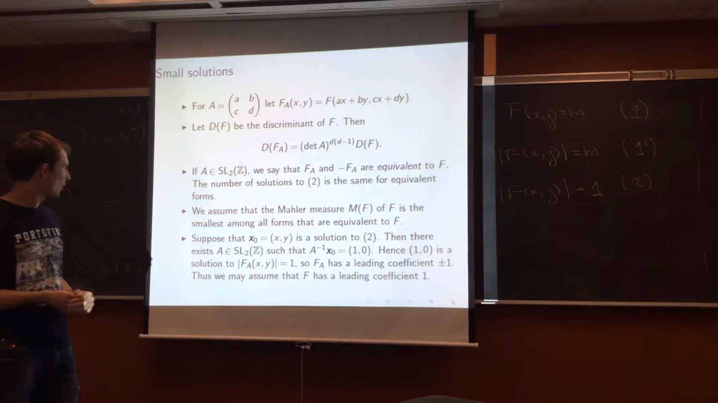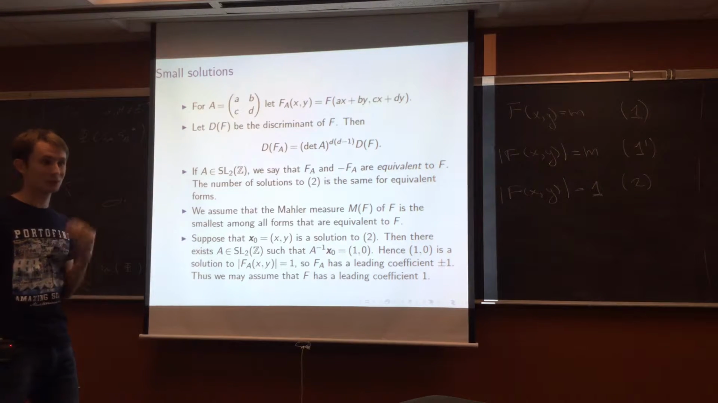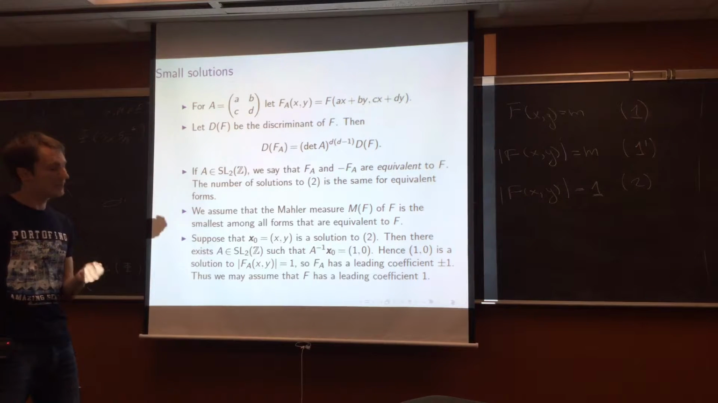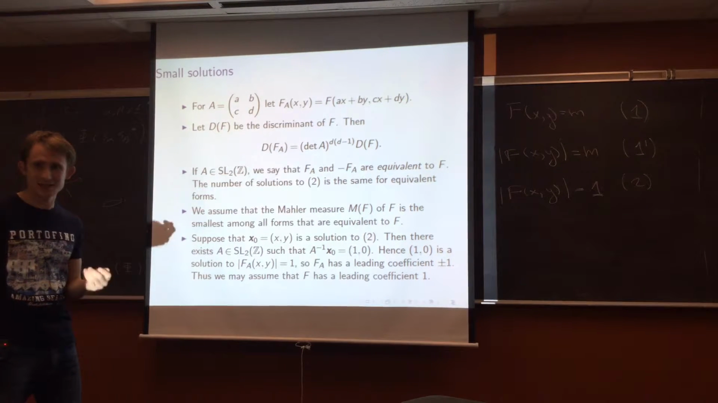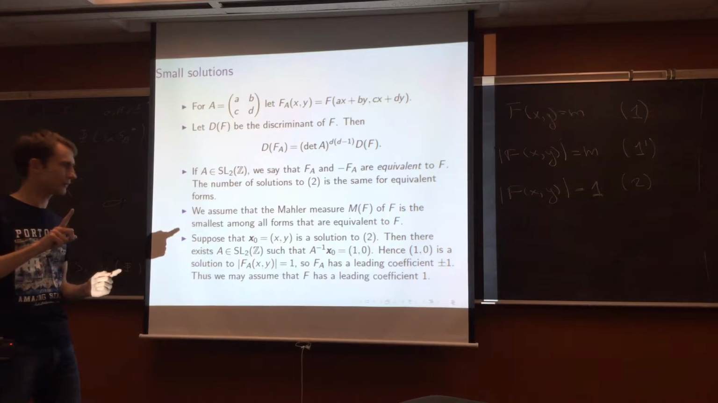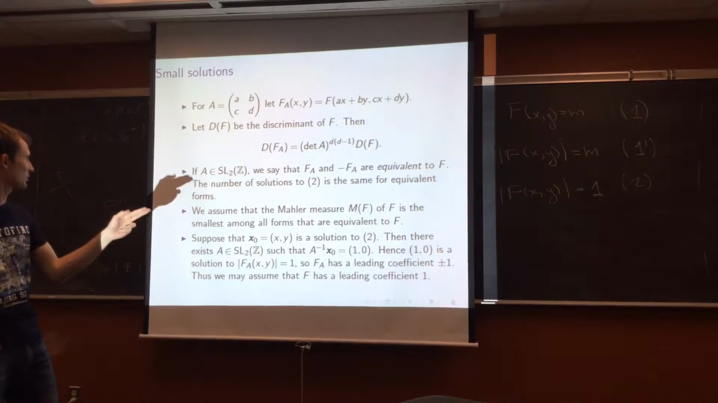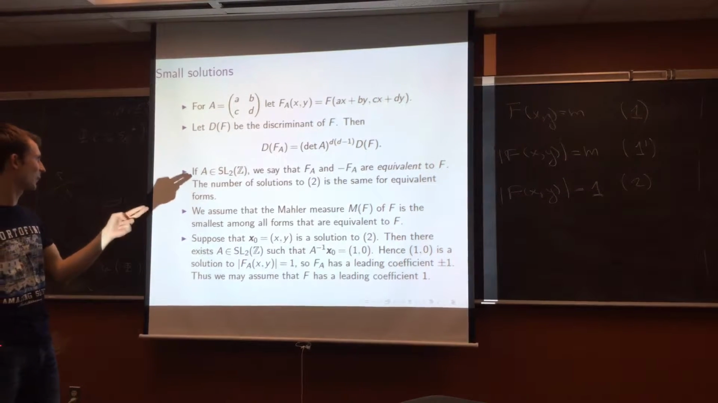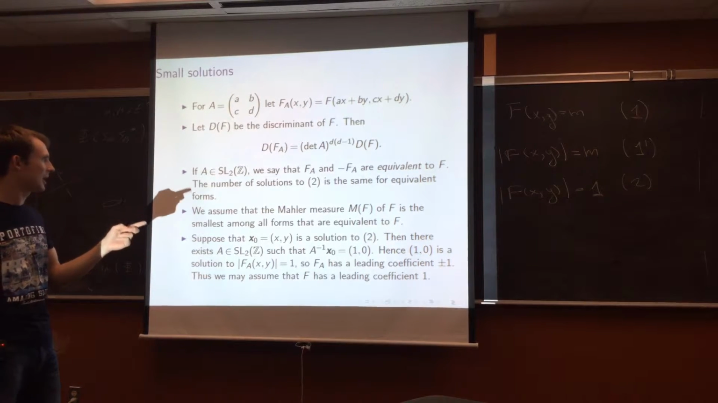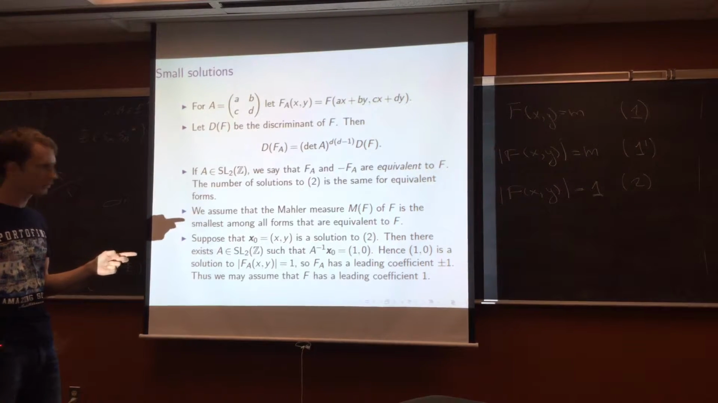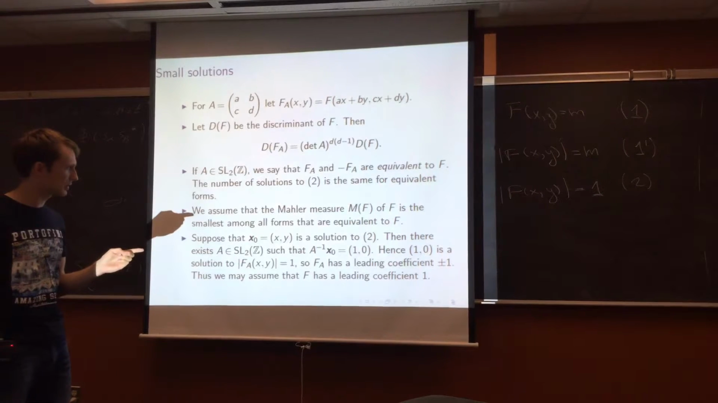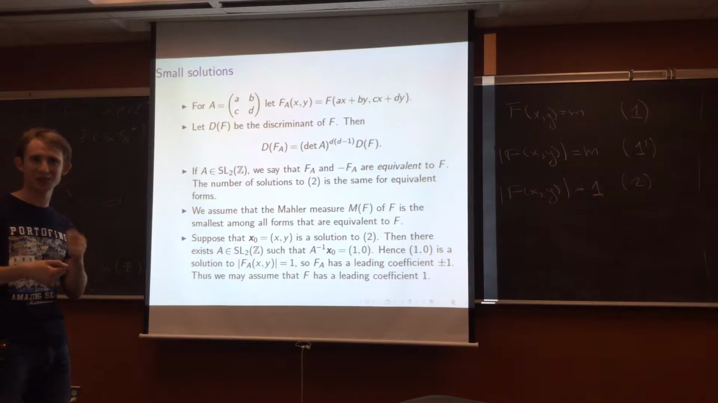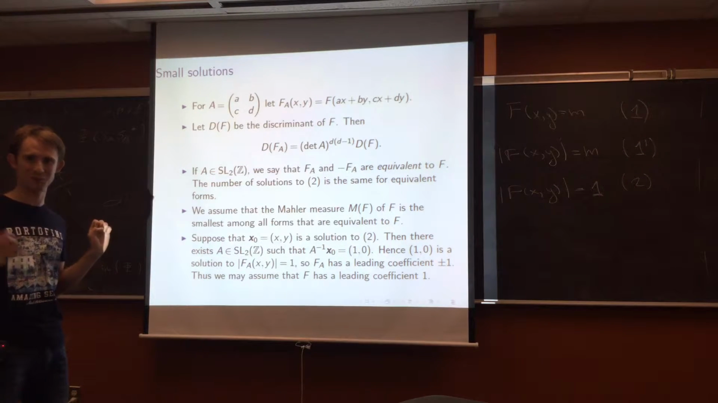Okay, so now I can also assume that my form f has a solution (1, 0). And I guess what I also forgot to mention is that this is also important. So I guess what I should be mentioning here is that I'm picking the smallest Mahler measure among all forms which have the leading coefficient 1. So that's also important. Okay?